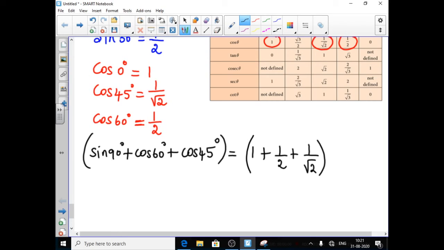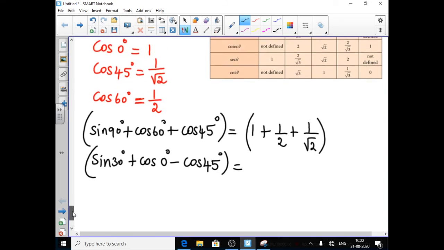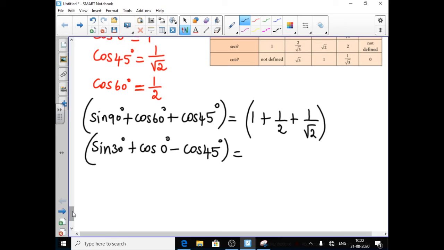Then another one: sin 30 degree plus cos 0 degree minus cos 45 degree. Sin 30 degree is 1 by 2. Okay. So 1 by 2 plus 1, cos 0 is 1, and cos 45 degree is 1 by root 2. Okay.